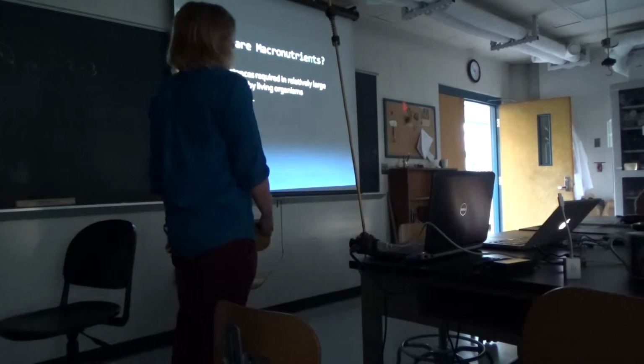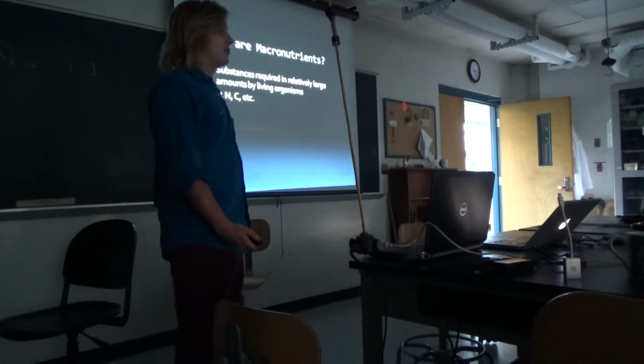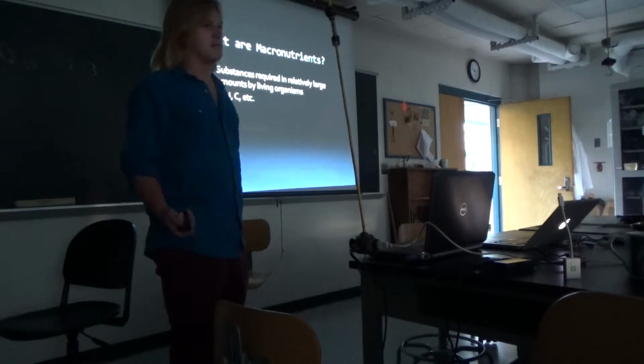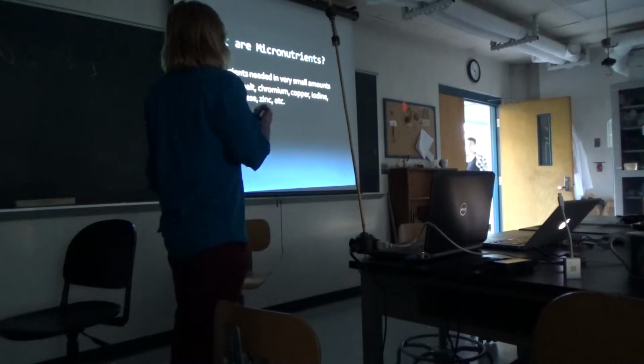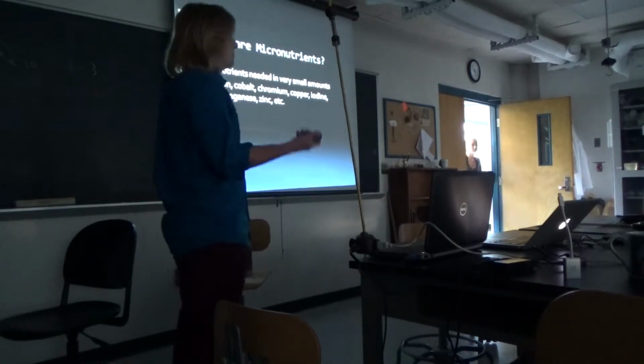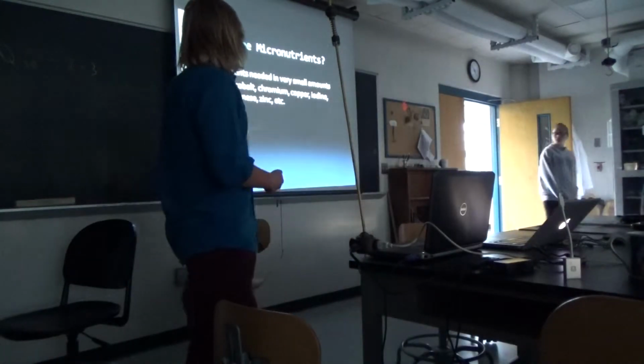Macronutrients are substances that are required in relatively large amounts by living organisms. Some examples are phosphorus, nitrogen, carbon, etc. Micronutrients are nutrients needed in very small amounts by living organisms. Examples are trace metals such as iron, cobalt, chromium, etc.